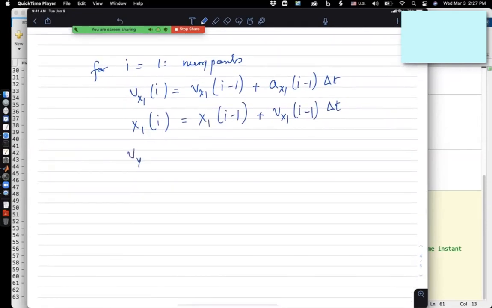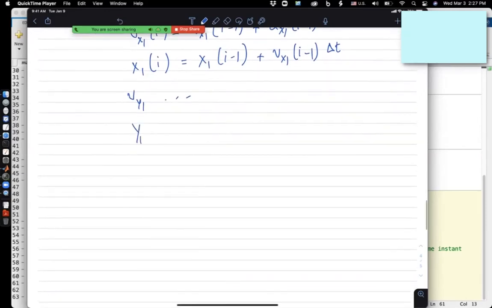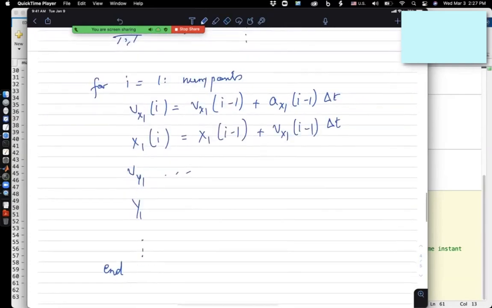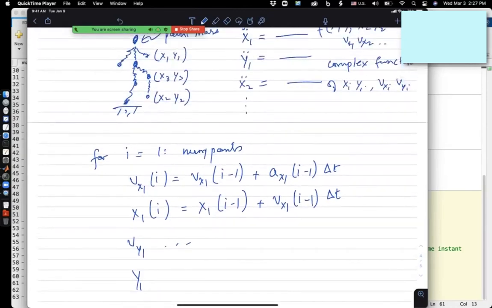Similarly, vy1, same thing, y1. And then if you say x2, so basically for every single variable, you would write a similar equation. And you'll have as many equations as there are degrees of freedom here. And you just set it up and sort of keep chugging along. If you know the right-hand side of the differential equation, you can do an animation of this object moving. Okay, so that's how you would simulate a much more complicated system.